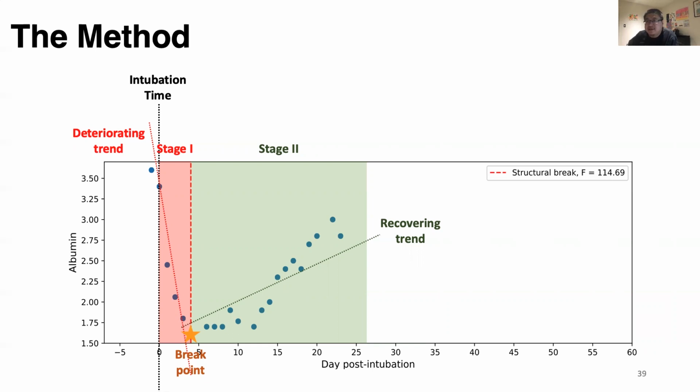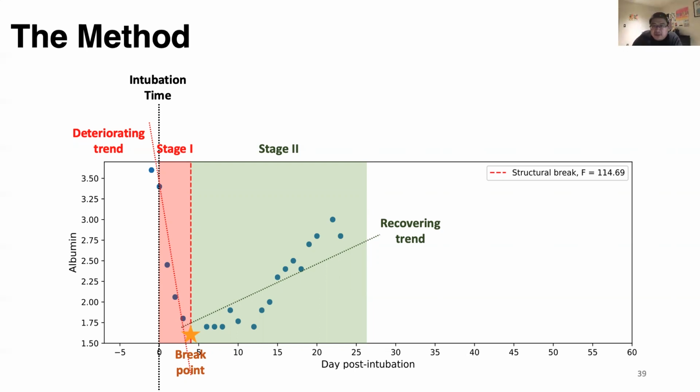We hypothesized that albumin recovery would be apparent in COVID-19 survivors. We derived an algorithm shown in this paper. So clearly there will be an albumin deterioration trend at the beginning after the intubation, and for the survivors, they're going to become recovering. So the albumin level is going to increase. So we can think of it as a two-stage process.